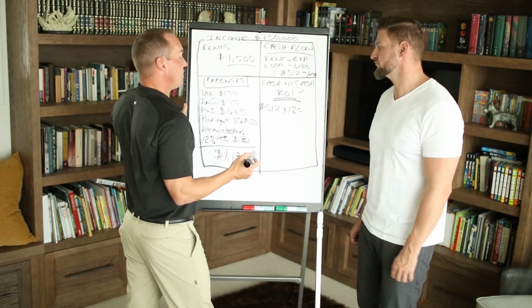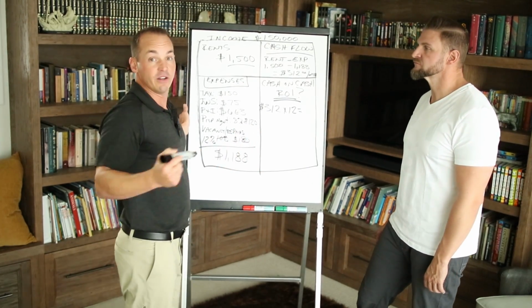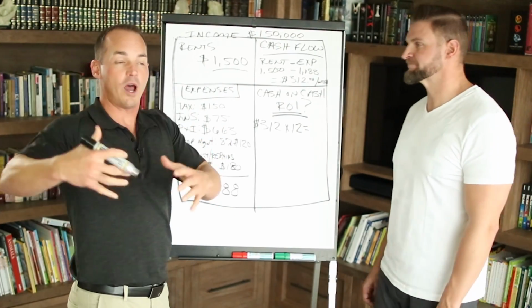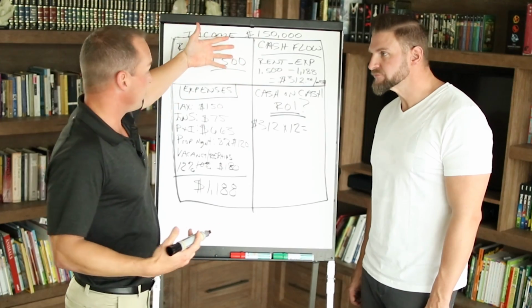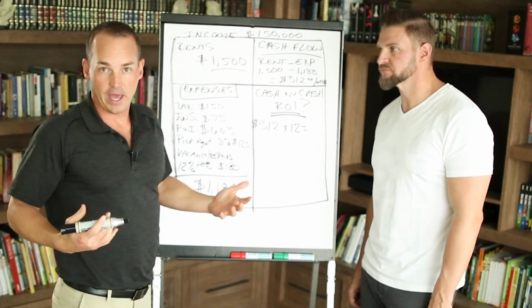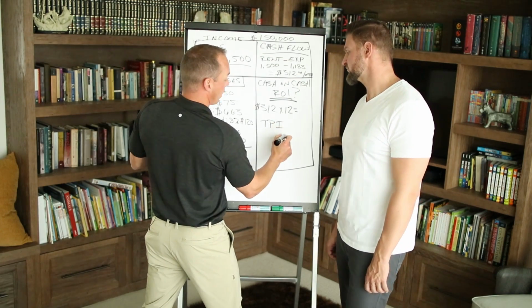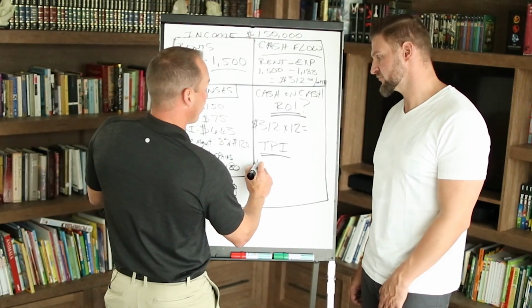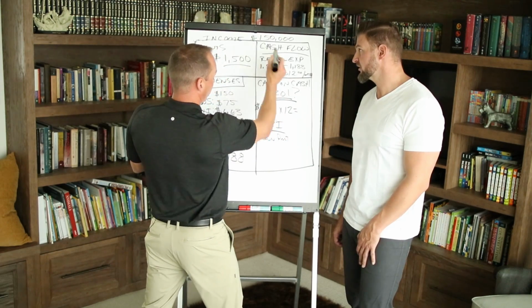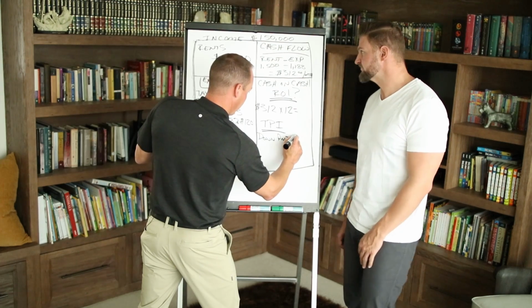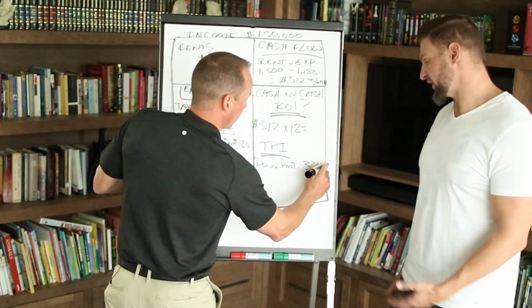And then we also need to figure out, how much did we invest? What was our total property investment to get into this house? I'll call it TPI, total property investment. We have a down payment, and what was it, Kris? 20% of that would be $30,000. You probably have some closing costs.